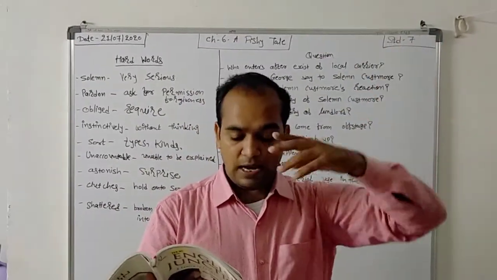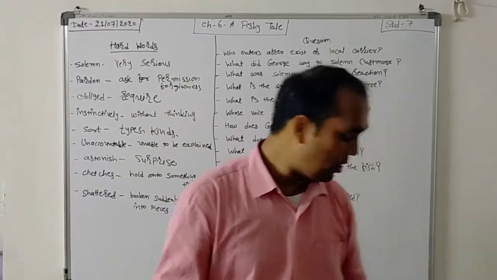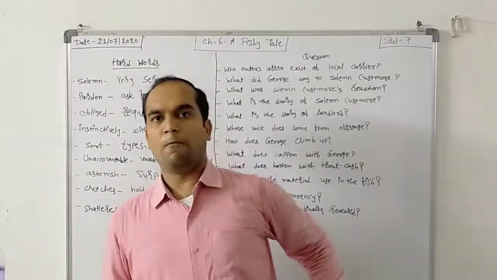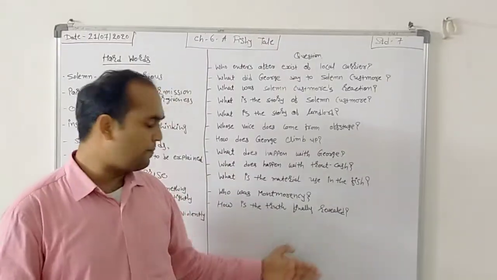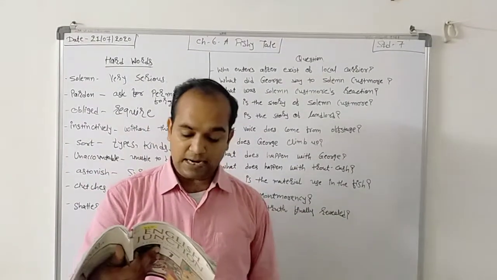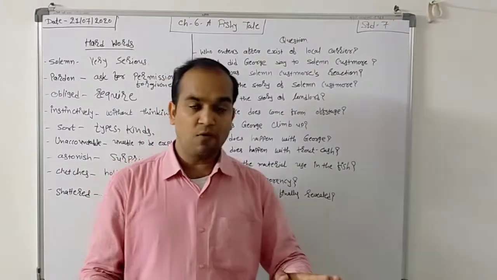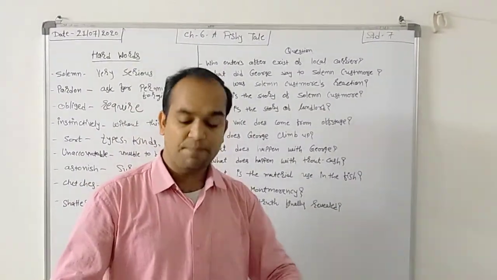Where does he climb up? He climbed up on the back of the chair, right? Back of the chair means we all know that there is a resting area, the supporting area. And he said the chair slips when he climbs up, and we all know that when we climb on the supporting area, what happens? The chair might slip.